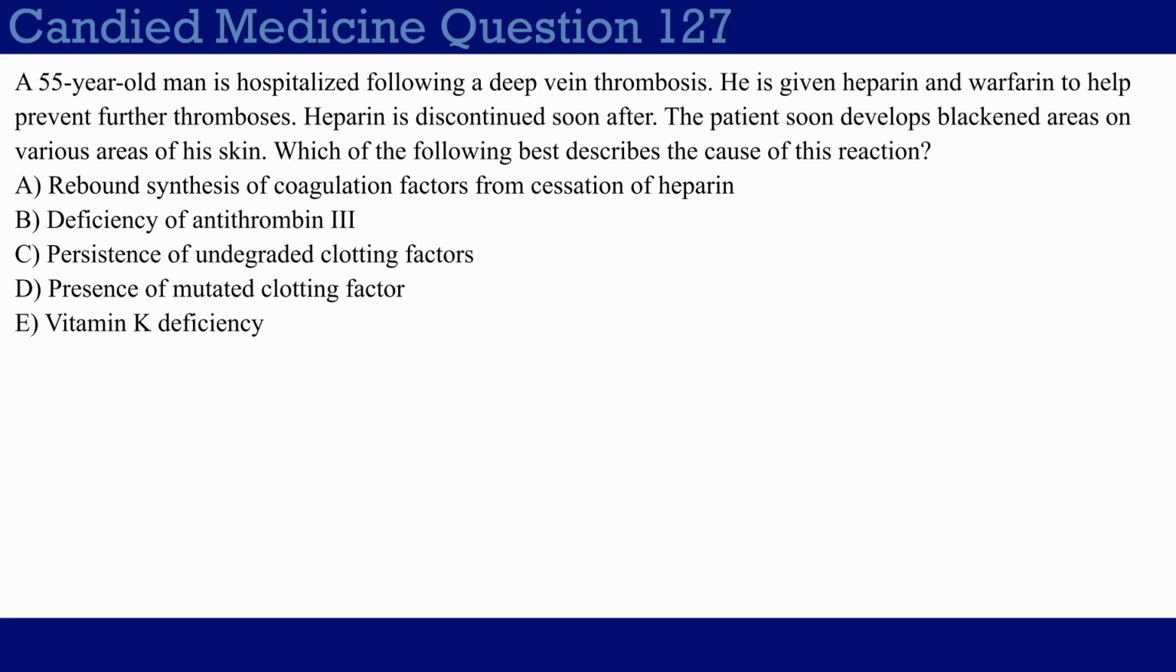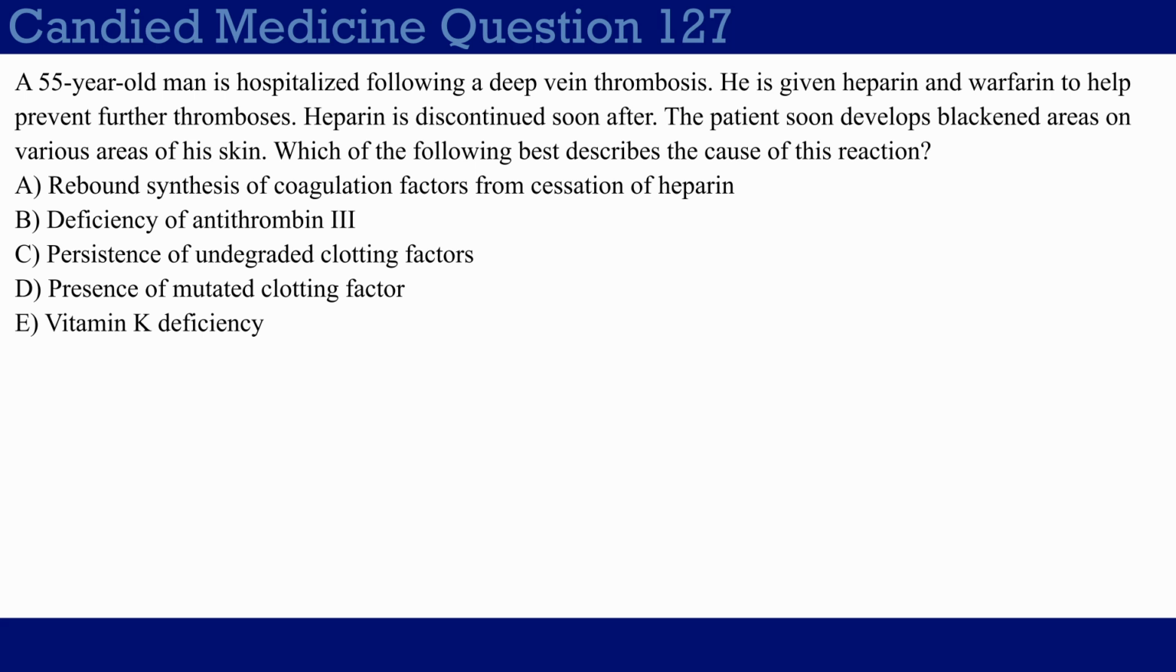A 55-year-old man is hospitalized following a deep vein thrombosis. He is given heparin and warfarin to help prevent further thromboses. Heparin is discontinued soon after. The patient soon develops blackened areas on various areas of his skin. Which of the following best describes the cause of this reaction?